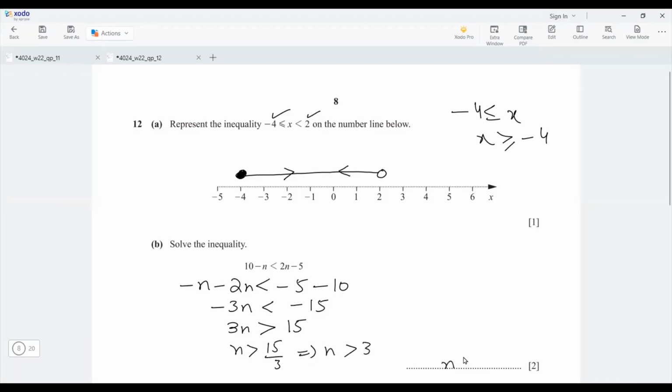If you have found 3, but you're not sure whether it is smaller than or greater than, you will get just one mark, because the inequality sign is changed in your answer. So you must remember how and when we have to change the sign of the inequality. When the coefficient's sign is negative, it will have an impact on the inequality sign. Just remember this thing.